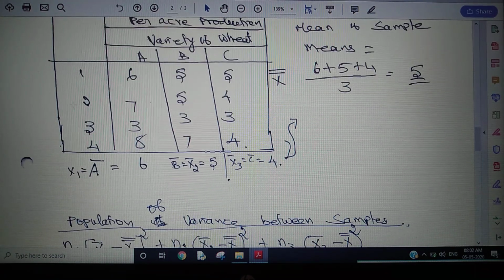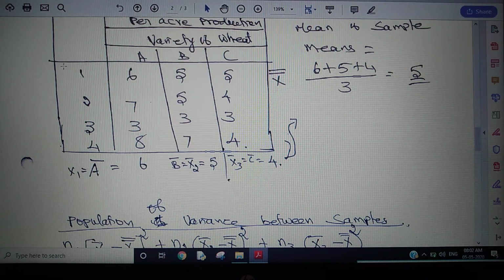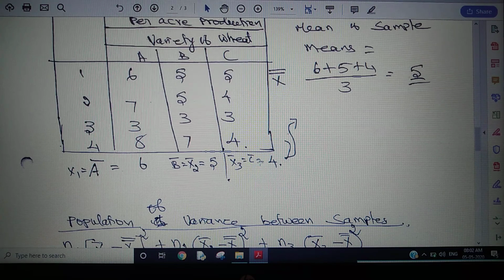So here the mean of variety A is 6 plus 7 plus 3 plus 8, that is 10, 18, 24, divided by 4. The mean of variety A is 6. Similarly, the mean of variety B is 5. The mean of variety C is 4: 5 plus 4, 9, 12, 16, 16 divided by 4 is 4. Then this is the mean of each individual sample, each individual variety.